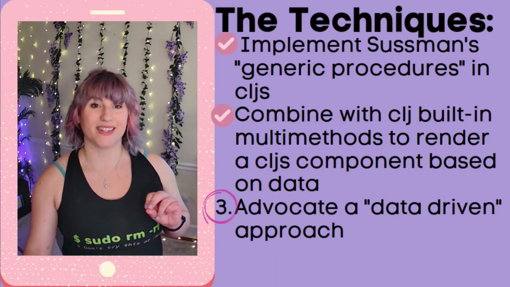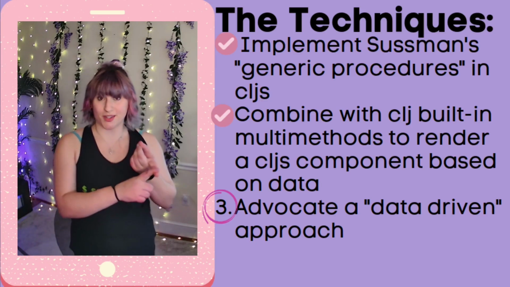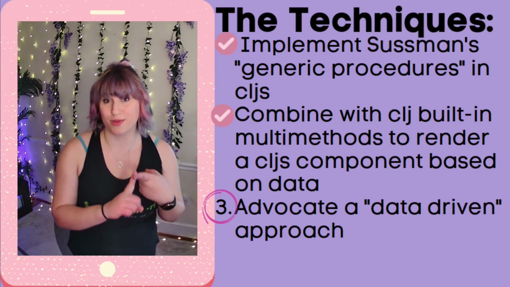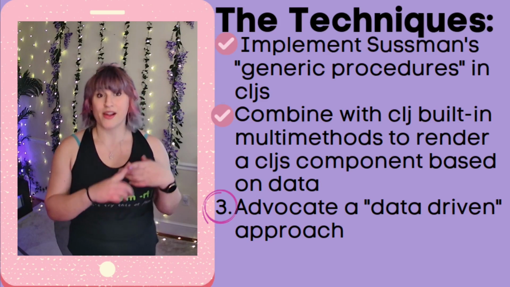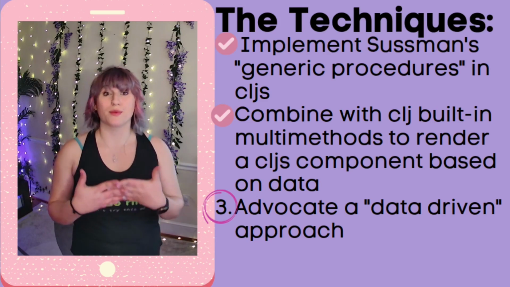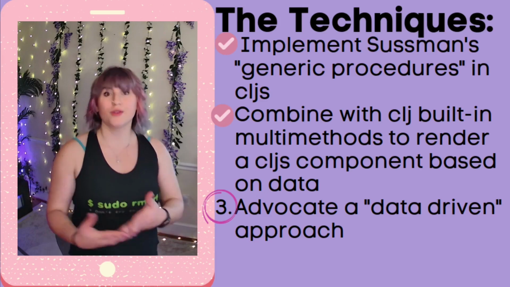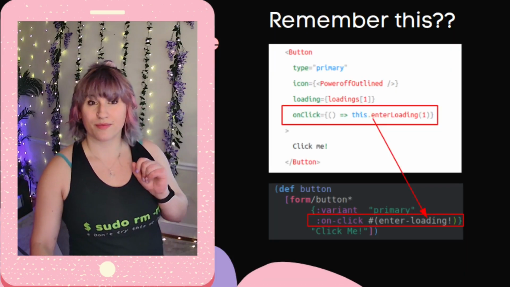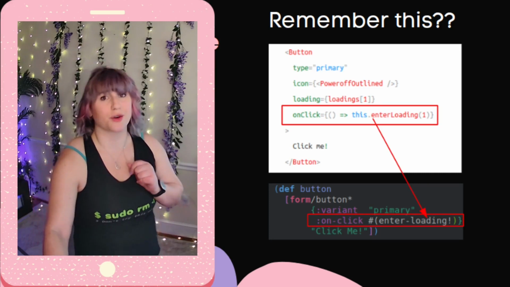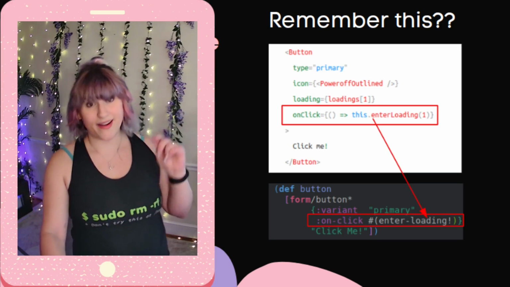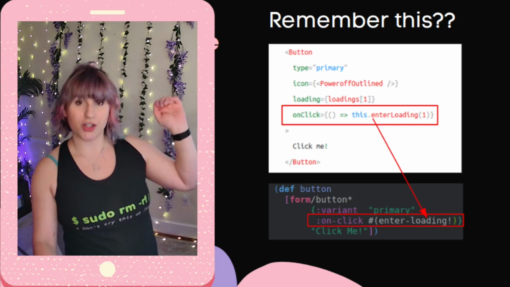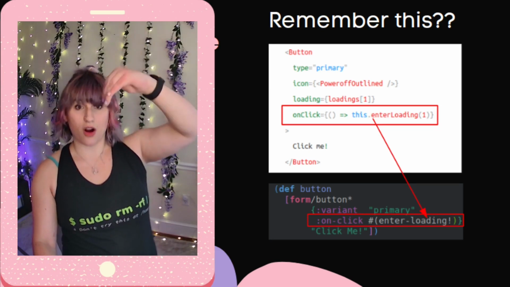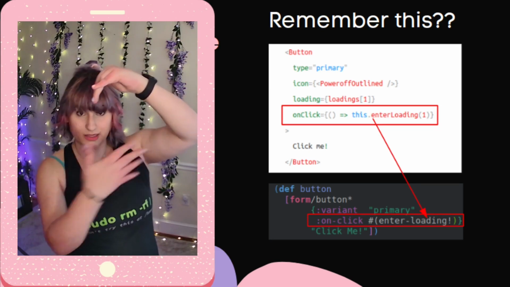All right, back to our techniques. We've implemented a generic procedure and combined it with a multi-method to return a component. Now I'll show you how to solve the problems we encountered earlier using the techniques we just learned. We turn our attention to the original problem. Remember this? The problem was that a function was passed in as an argument to a component.